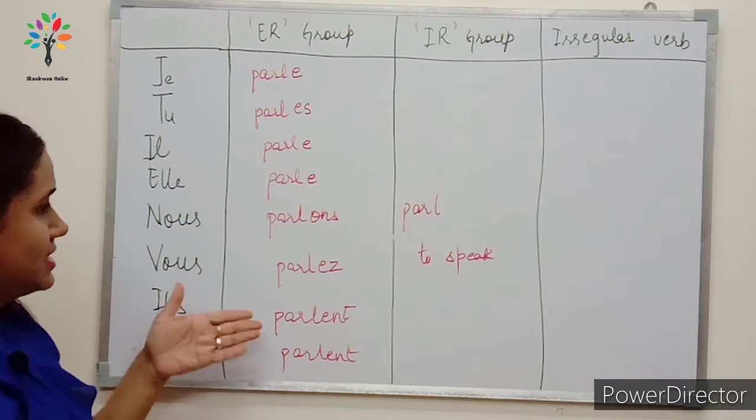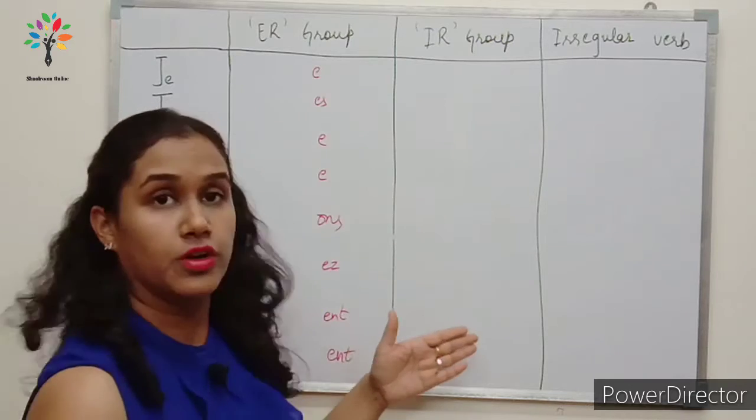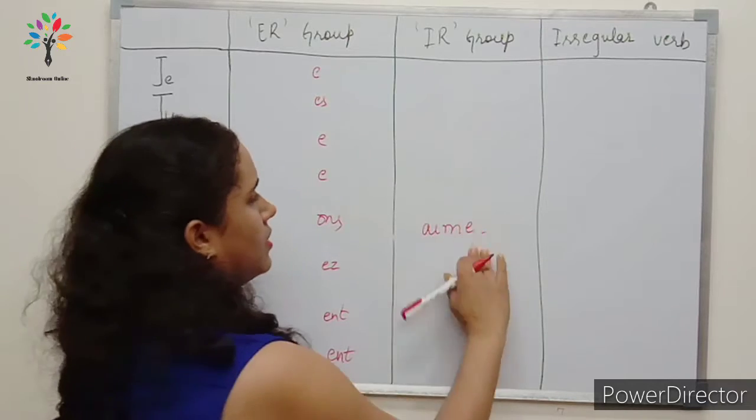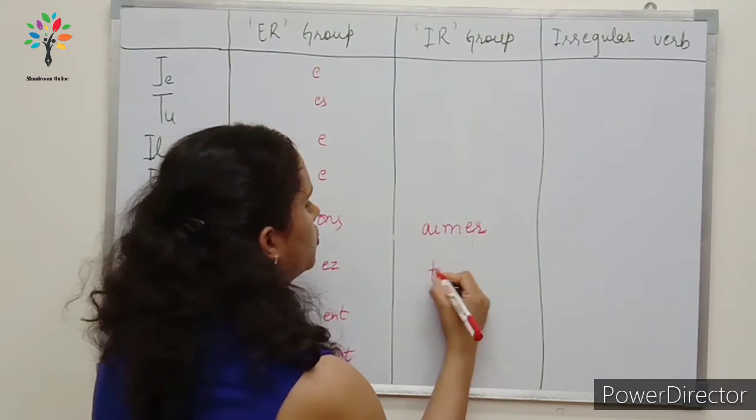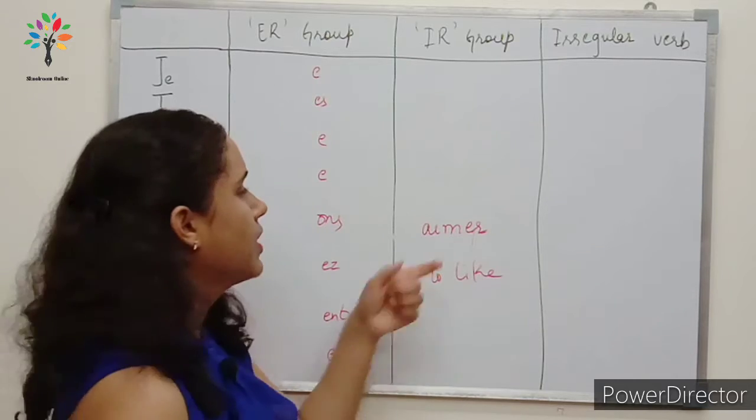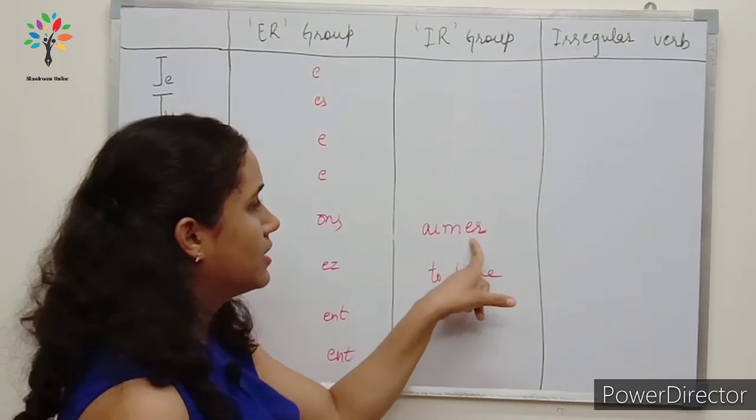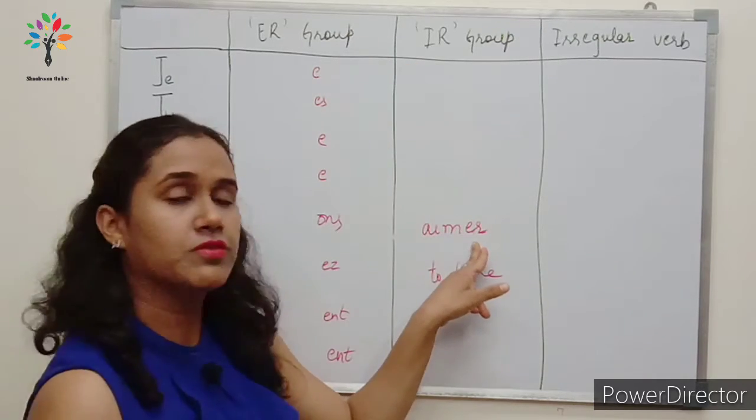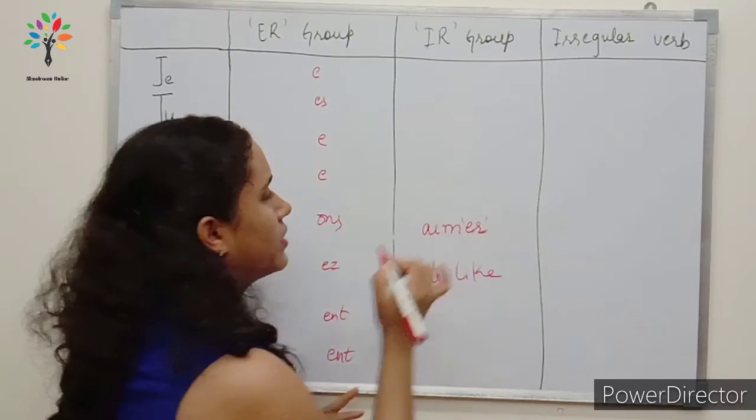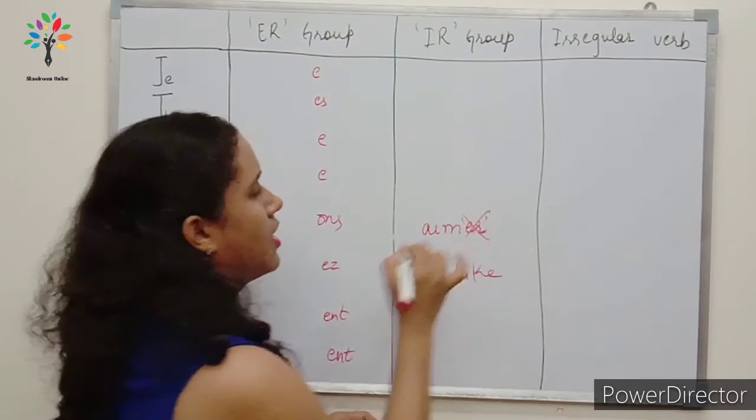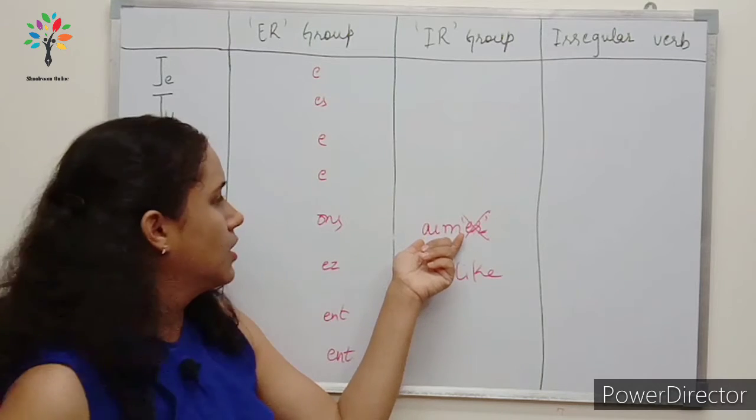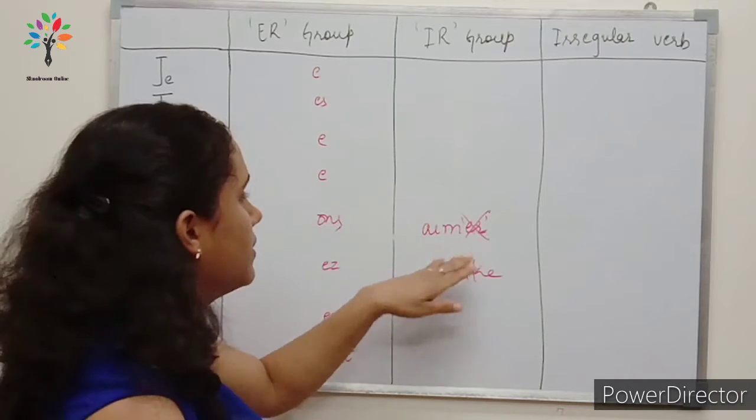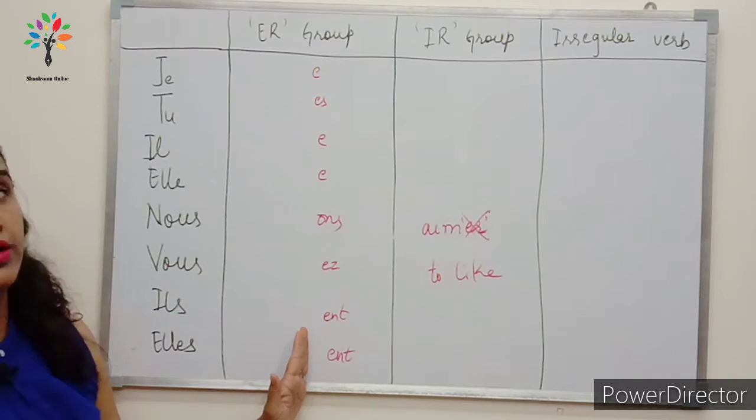Okay, let's take another example. For the next example, I have chosen the verb aimer. Aimer means to like. Now you can see this verb is ending in er, so it belongs to the first group, the er group. So we will remove the ending, remove er, and we will take the base. Our base here is aim. And we will put this in front of these endings.